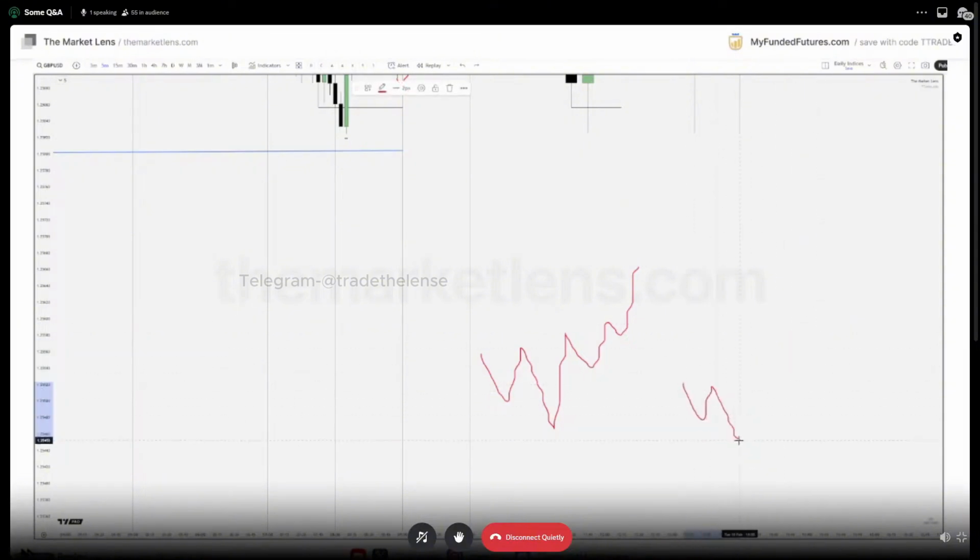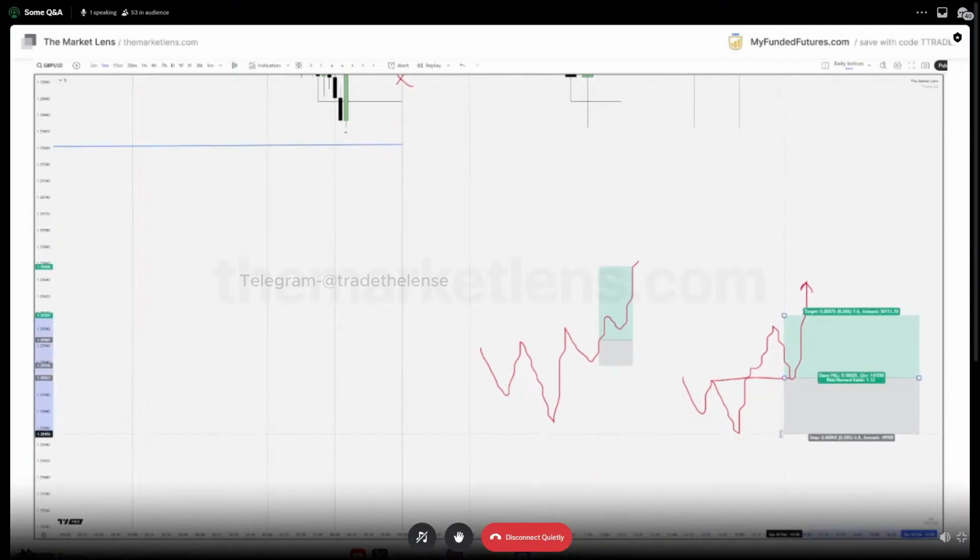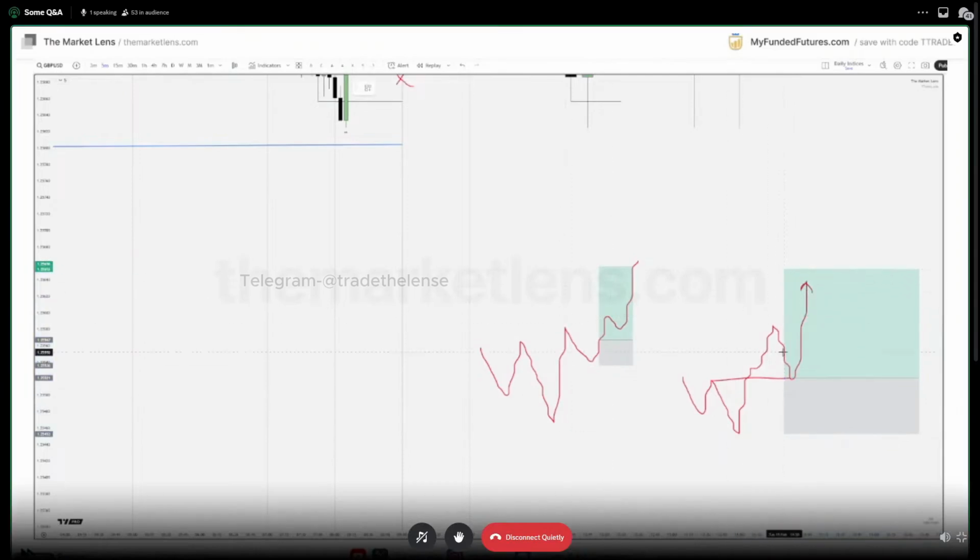Let me redraw. I'm trying to think of how I want to draw it. We'll do it like this. I'm a big believer in entering when price is already trading in that direction. So if I'm trying to enter long in here, I just want to be entering while price is already going long, right? I'm not a huge fan of taking an entry here and setting a limit to then catch it.